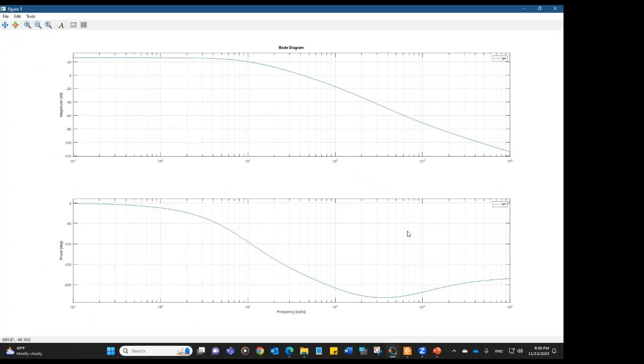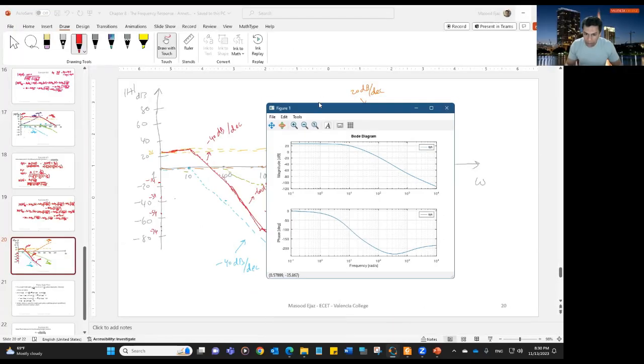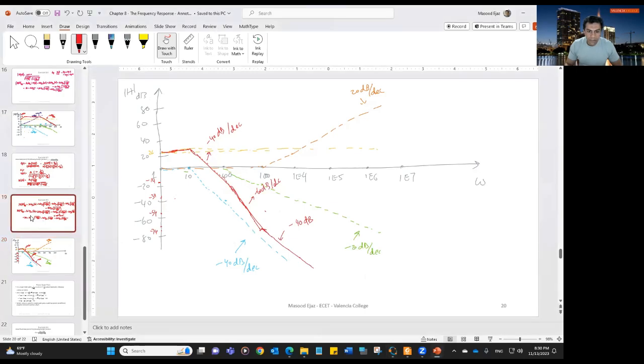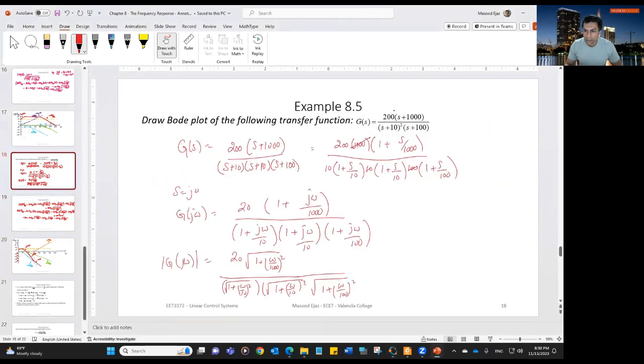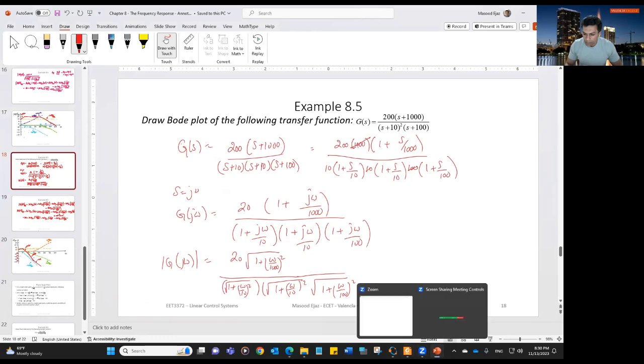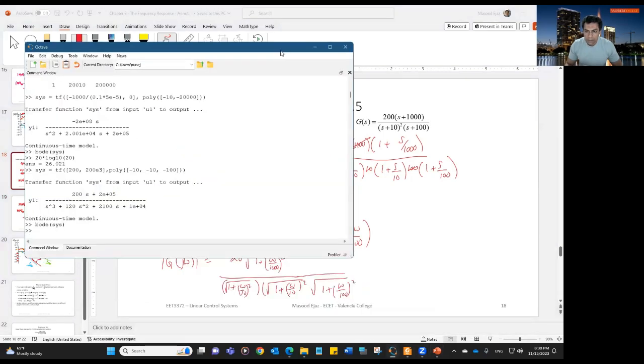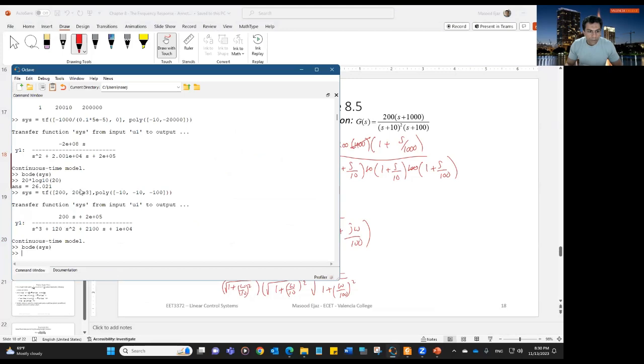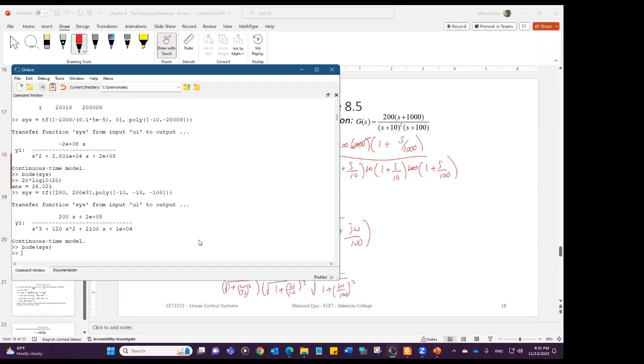The transfer function that was shown on MATLAB, it was the exponent of 3, right? Let me see. Where is it? 200. So I have 200, then 200 times 1,000. So I put 200 exponent 3 times 1,000. And then in the denominator, I have roots negative 10 and negative 100. So this is the transfer function. It's the expanded form. Yeah.